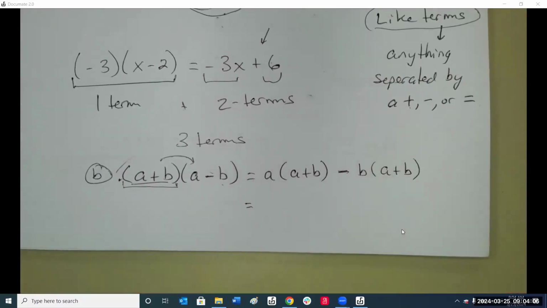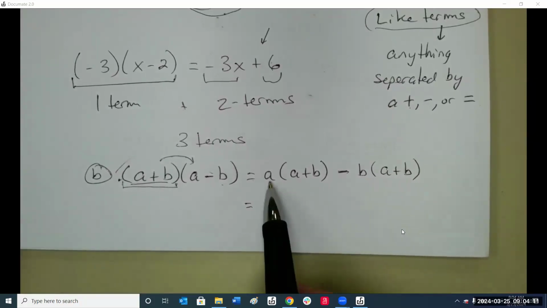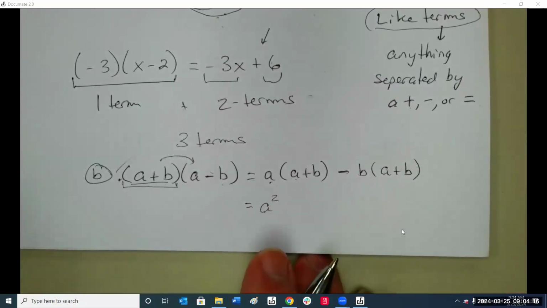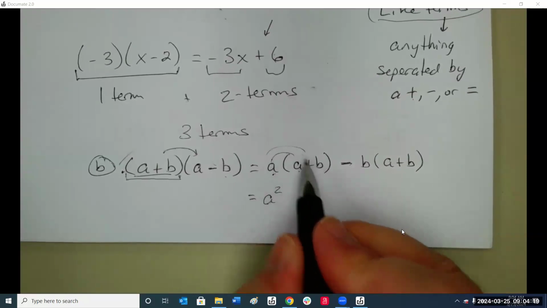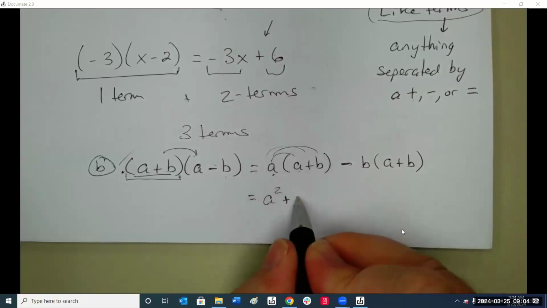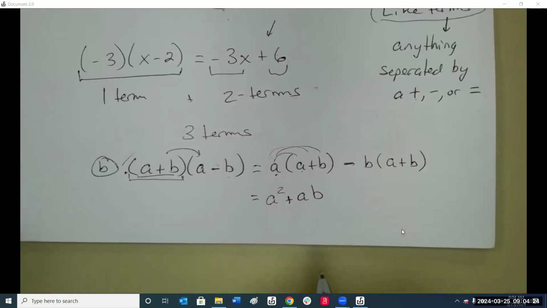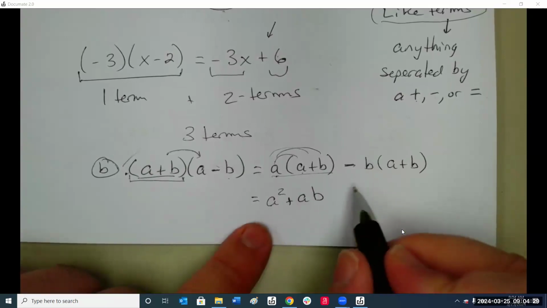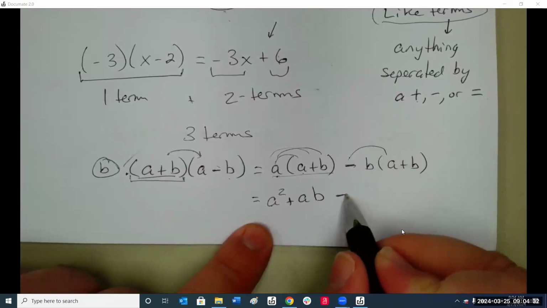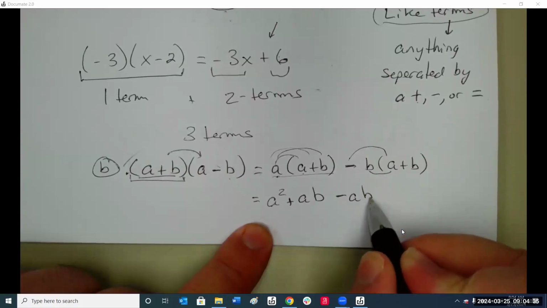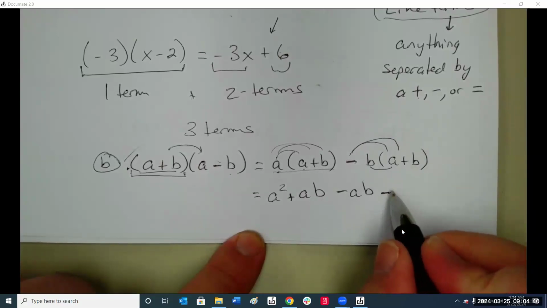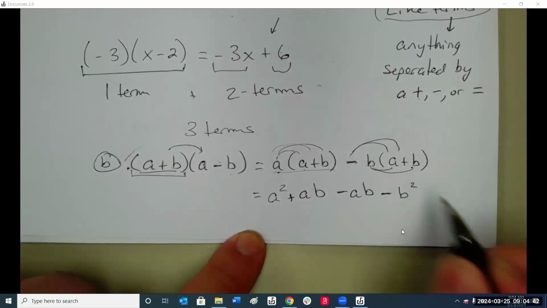Now, before you introduce this to them, you have to introduce the concept of exponents. What is A times A? A squared. They're both positive. A times B is AB. That does it for the first one. The parentheses are gone. Now, negative times positive is negative. B times A is AB. Negative times positive is negative. B times B is B squared.